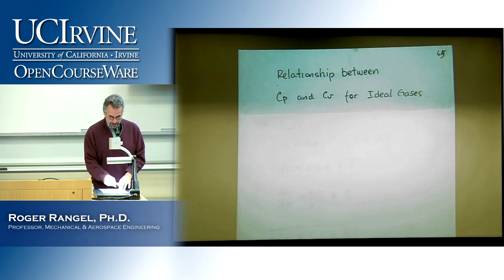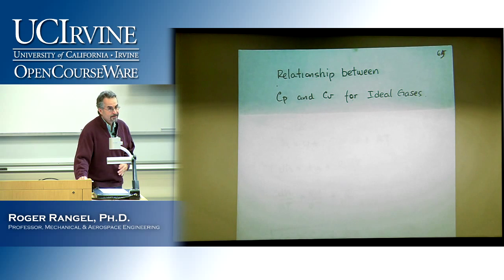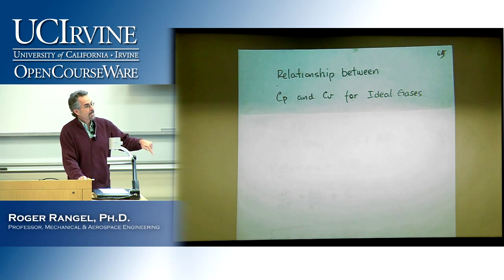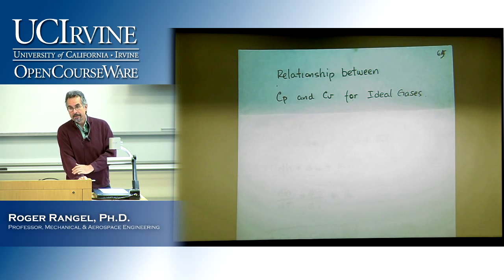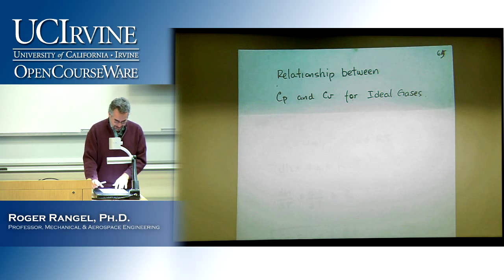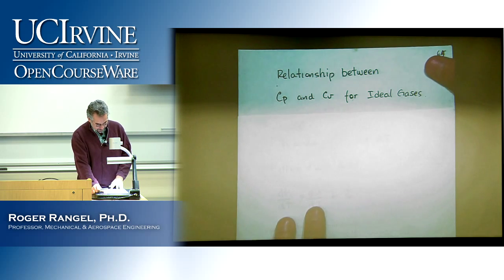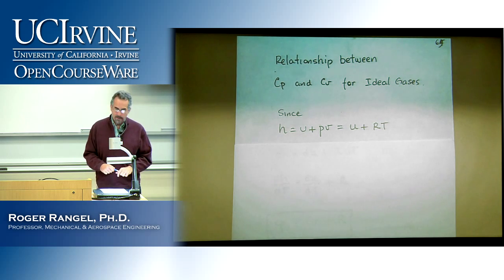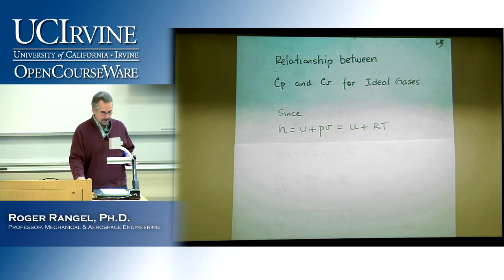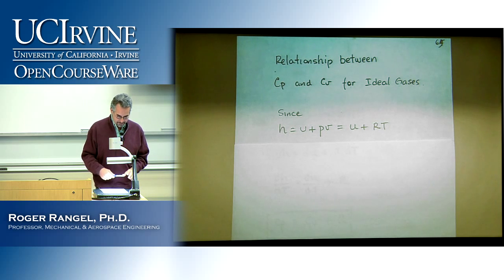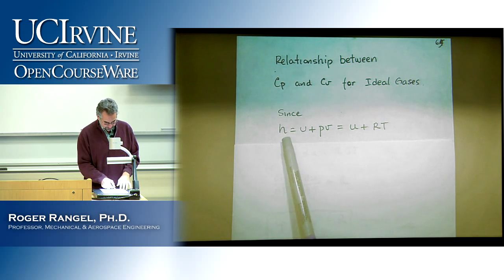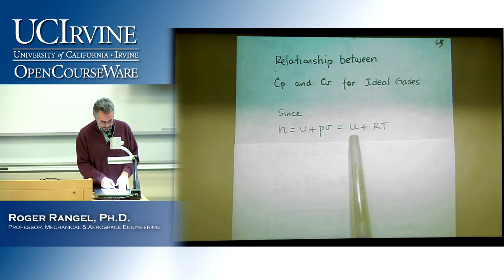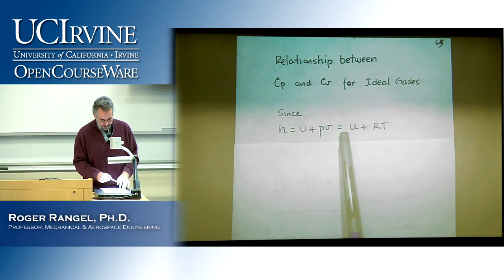We know that C sub P is larger than C sub V, but is there an exact expression that would allow me to find, say, C sub P if I know C sub V? That's what we're after here. And it's very simple. Look at this equation: H equals U plus PV. No questions about that, right? That's the definition of enthalpy. And then I have also said that it is equal to U plus RT.